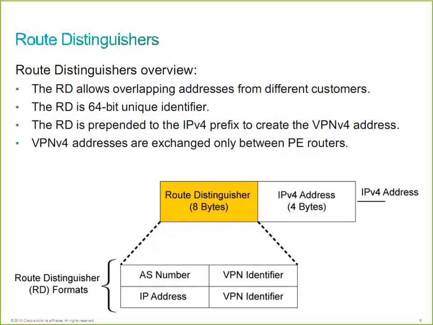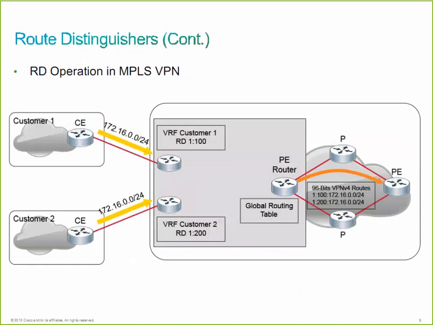Well, actually, we kind of start to see a representation of it on the next slide here, right? In this diagram, the PE router receives the same prefix from two different customers, 172.16.0.0/24 from customer 1 and 172.16.0.0/24 from customer 2. Now, as long as those routes are unique in their own VRF, no problem.